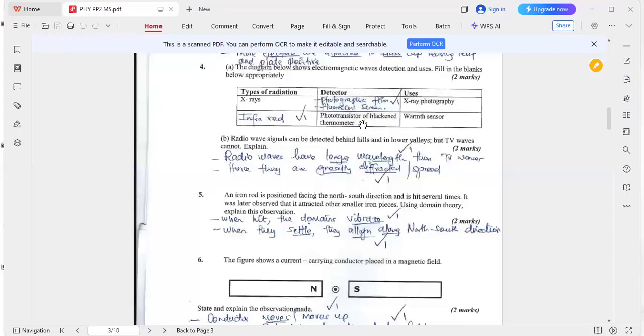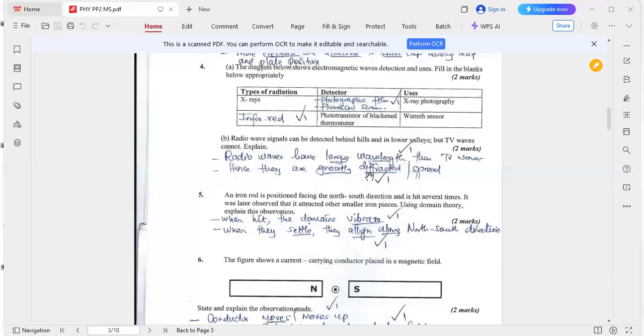B, radio wave signals can be detected behind hills in lower valleys, but TV waves cannot. Explain. The answer is radio waves have longer wavelengths than TV waves, hence they are diffracted more. Diffraction is the process where waves are able to pass through obstacles or even around the obstacles. So because of that, radio waves can be diffracted more.